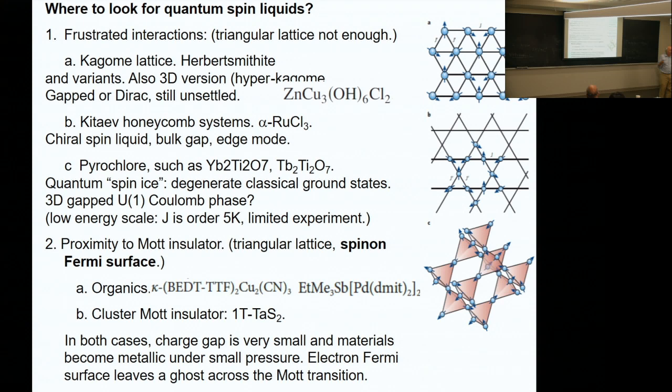Because if you imagine a continuous phase transition, on one side you have a metal which has a full Fermi surface, a half-filled Fermi surface here. If you release the pressure, if you reduce the hopping, then this Fermi surface eventually disappears as you go into the Mott phase. So it's quite natural that this Fermi surface should leave behind some memory. And that memory may be the spinon Fermi surface.